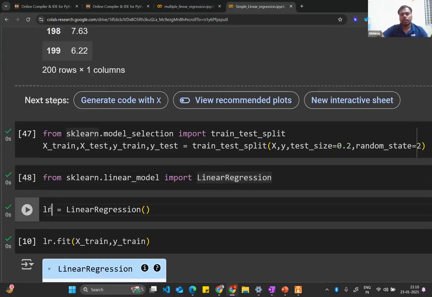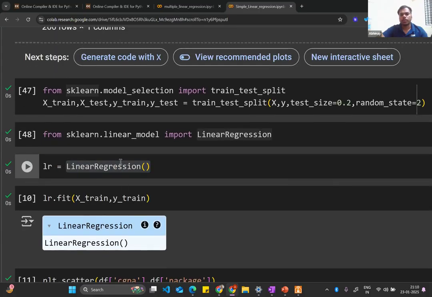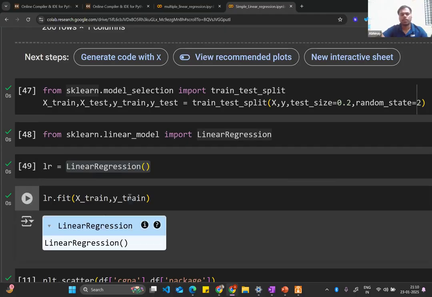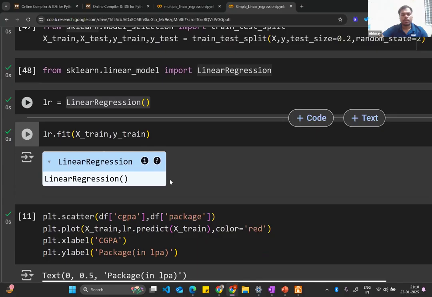We'll make our object a kind of object in which we will basically store this function, or you can say the method. So this will be the object. We will try to fit it on your X train and your Y train, the same way that we are doing, and we will do the same kind of things in the upcoming classes also, right?